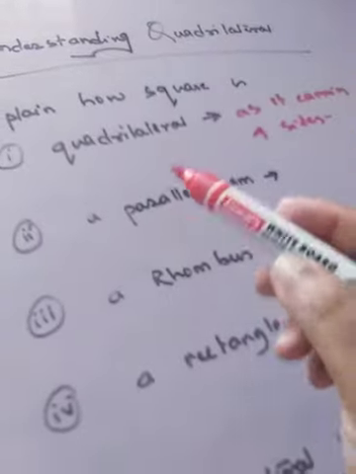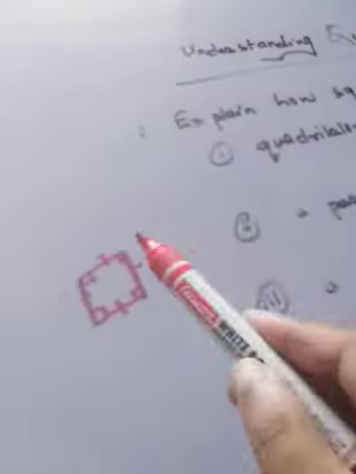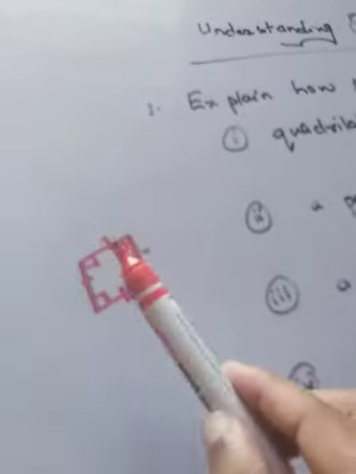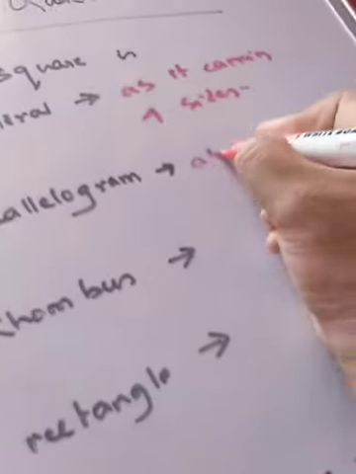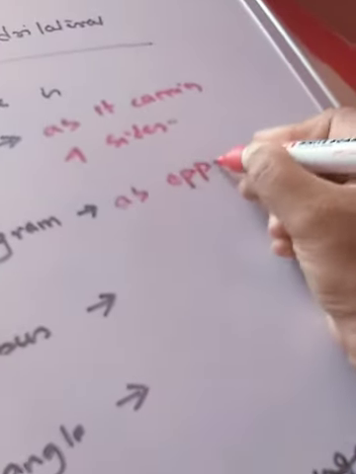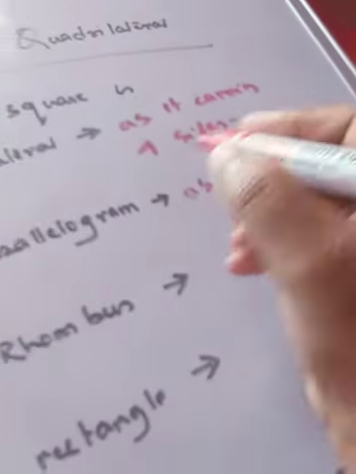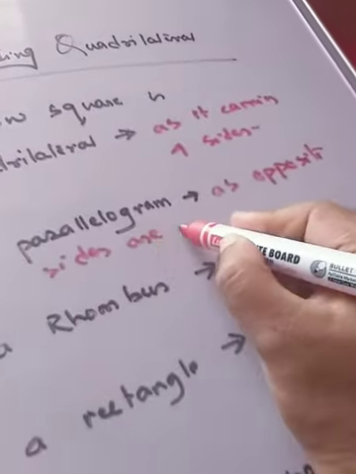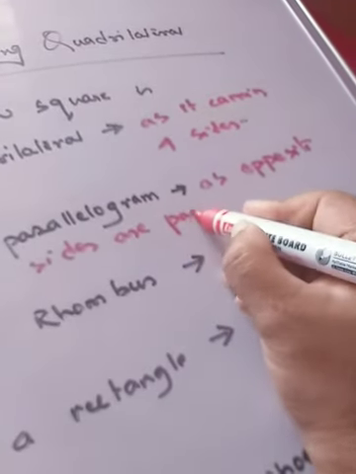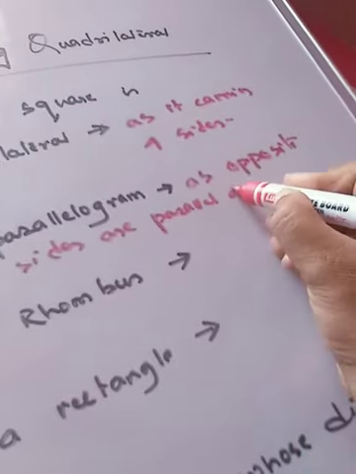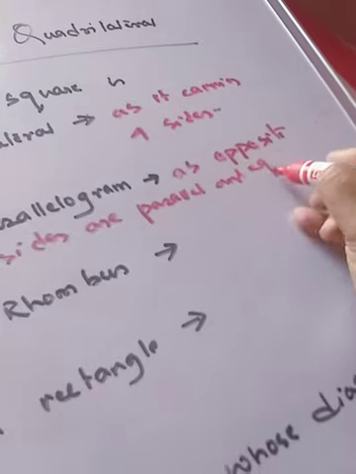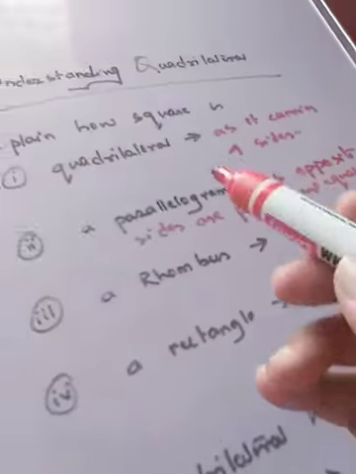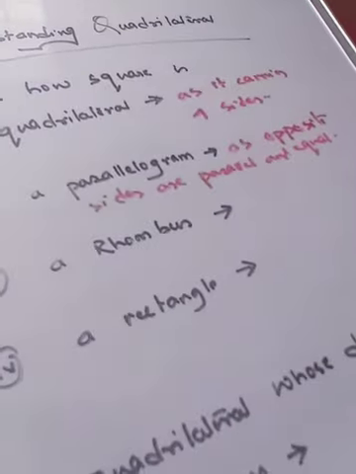Now, why is a square a parallelogram? Why is a square also a parallelogram? Because the opposite sides are parallel and equal to each other. So you will say opposite sides are parallel and equal. So we can say a square is a parallelogram.